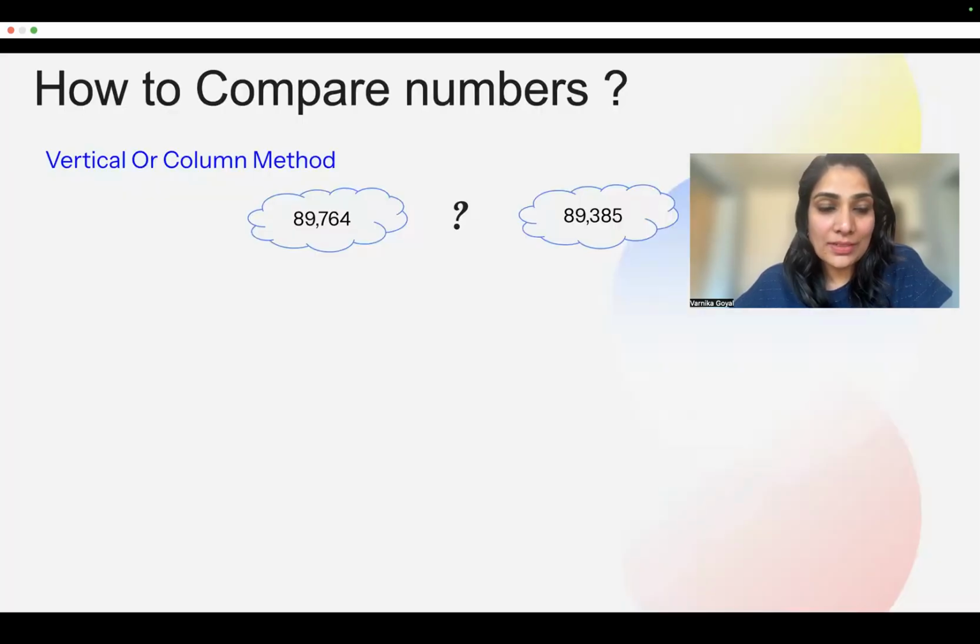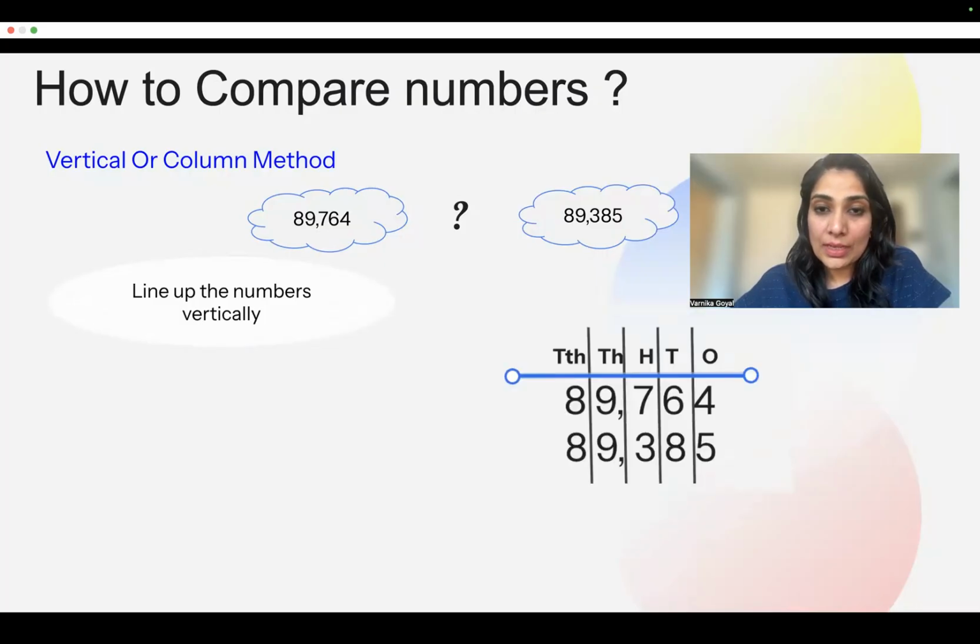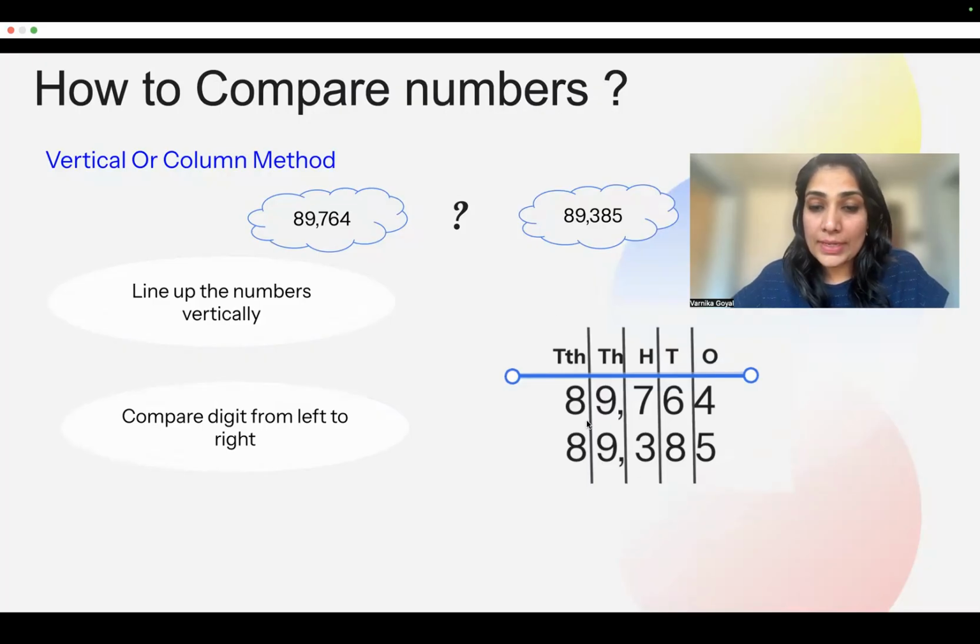Let's start with our first method, the vertical or column method. In this, I'll take an example: 89,764 compared with 89,385. We line up the numbers vertically. Then we start comparing digits from left to right. We look at the digit at the highest place and see that those are the same. So we move on to our 1000s place, and we see that those are the same too.